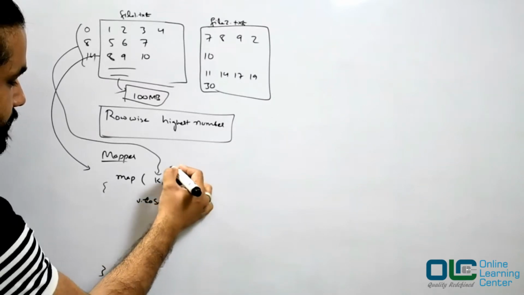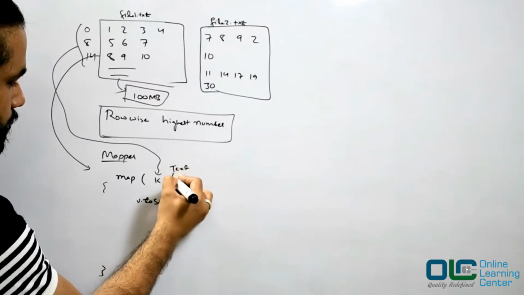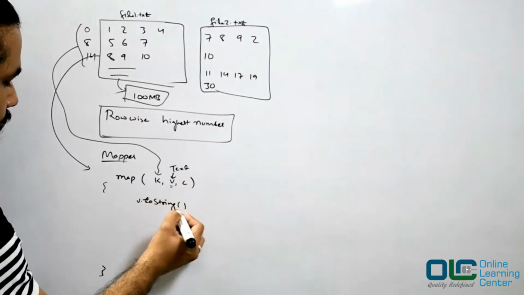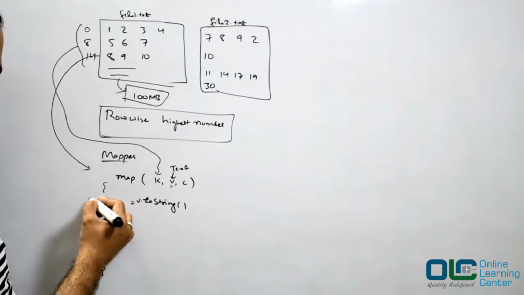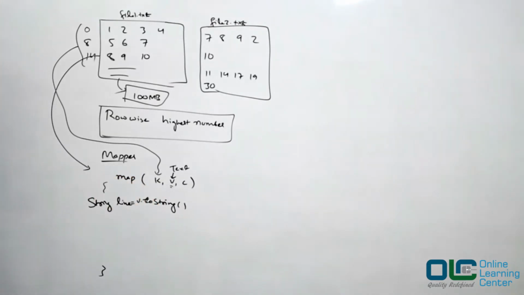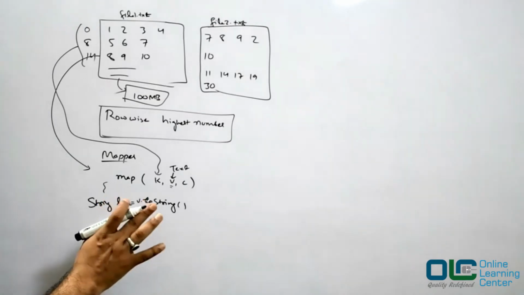Because this value is of text type, you'll say v.toString, and what you're going to get out of it is a string. So I'll say string line, right? Now you've got a string here, okay?